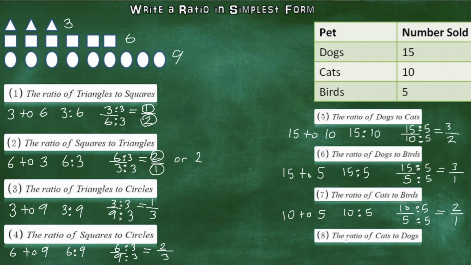And the last question, the ratio of cats to dogs. So we have 10 cats, 10 to dogs, 15 dogs. So 10 to 15. Also, we can write that as a fraction, 10 over 15. And if we simplify that by 5, which is again the greatest common factor of 10 and 15, 2 over 3.